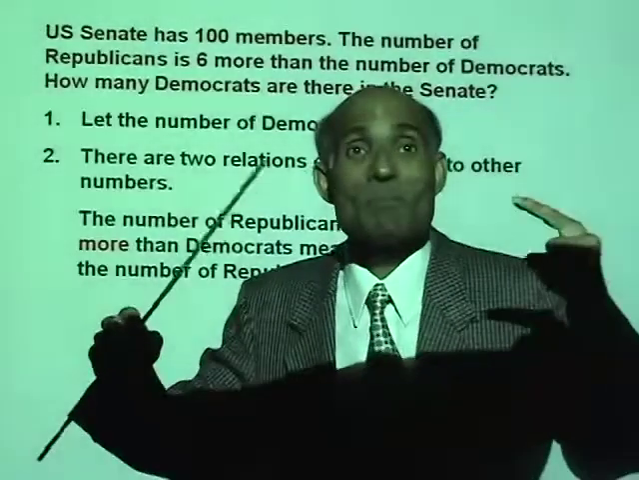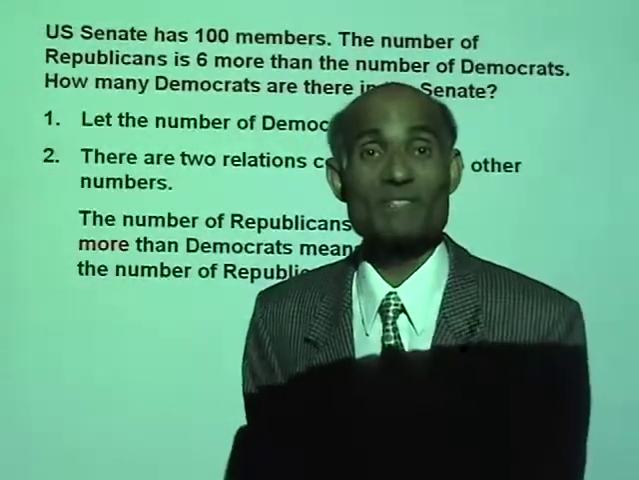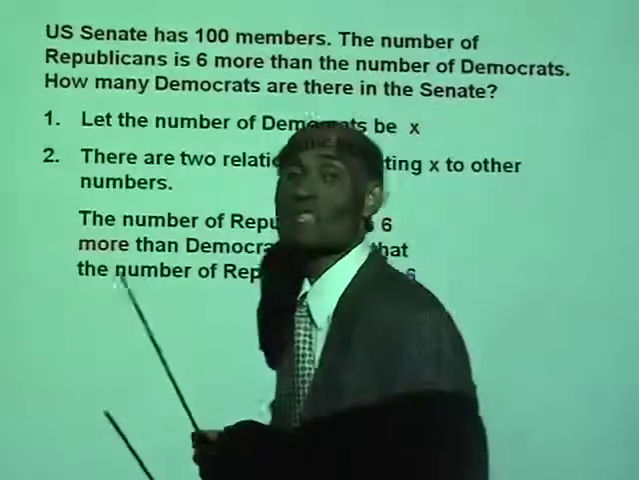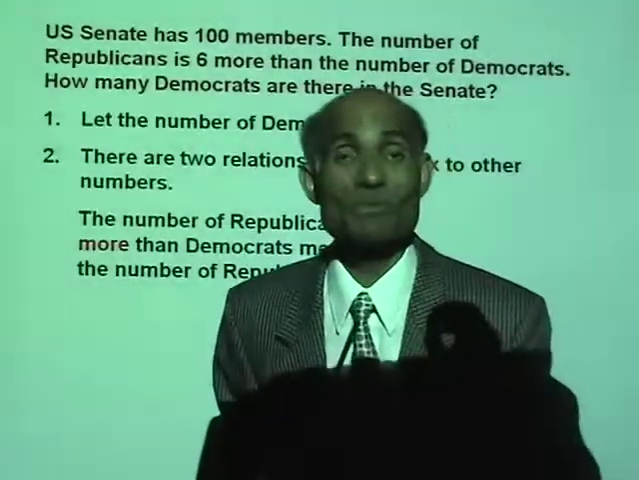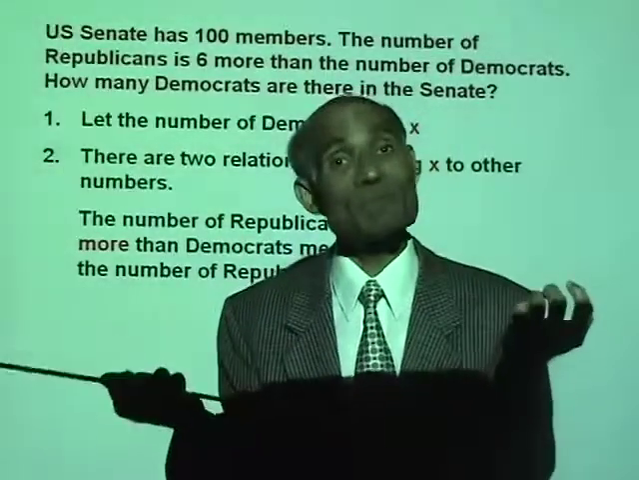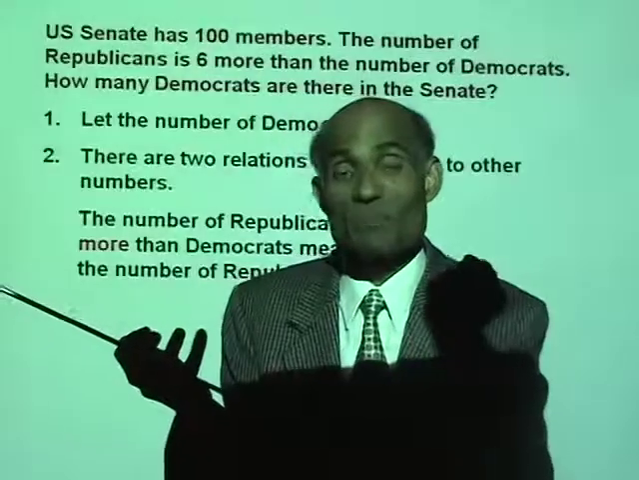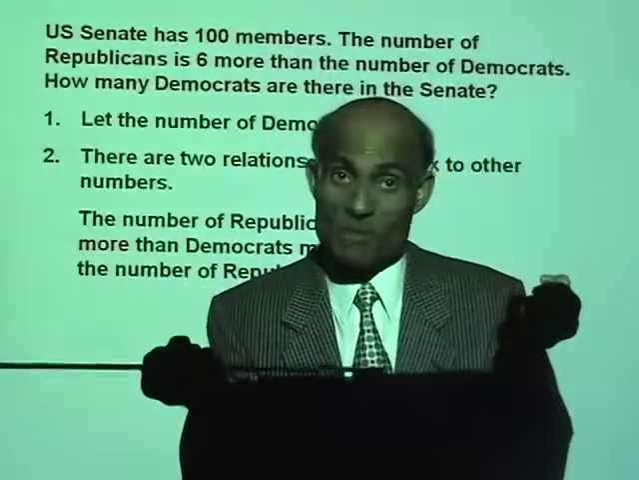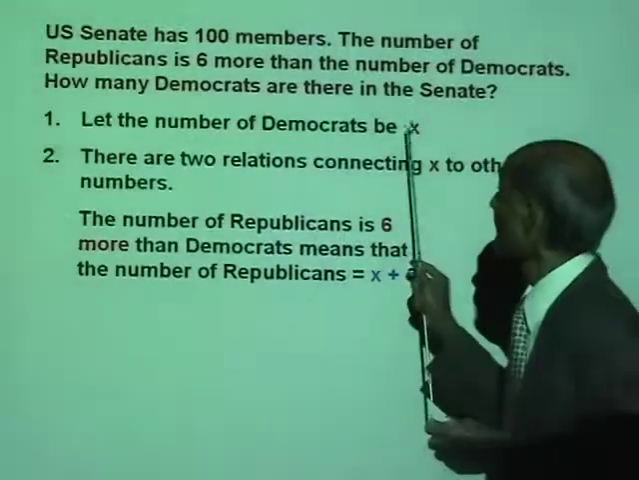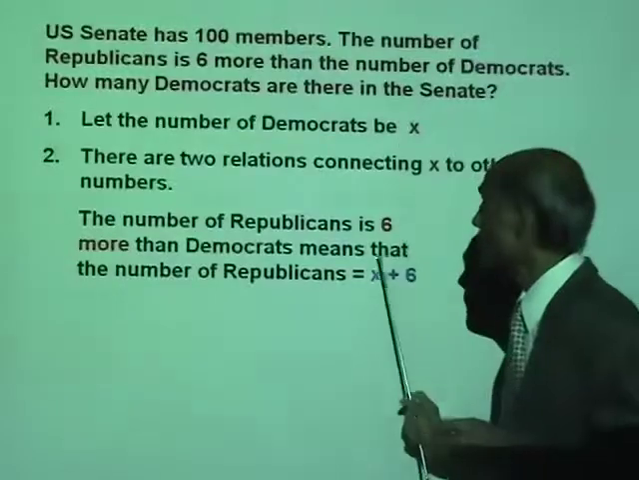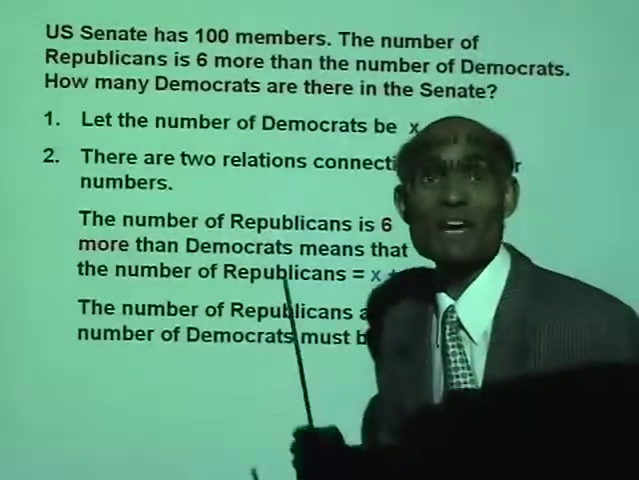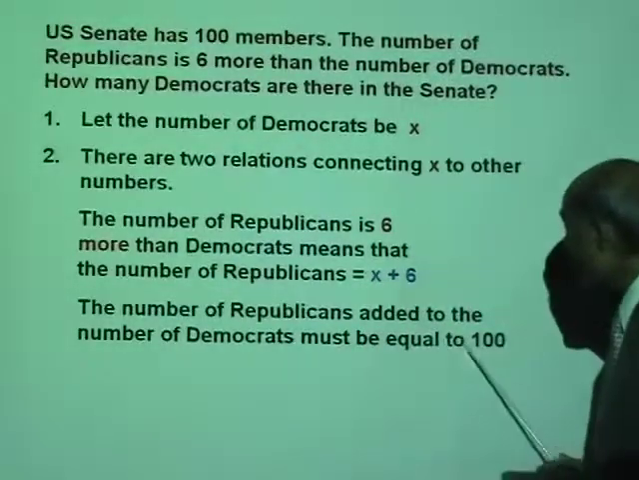How many members are there altogether in the Senate? If you don't know, I have given it to you. US Senate has 100 members, and these members are made up of Republicans and Democrats. So if you add the number of Democrats to the number of Republicans, it must be equal to 100. X is the number of Democrats, x plus 6 is the number of Republicans. Adding them together should give you 100.